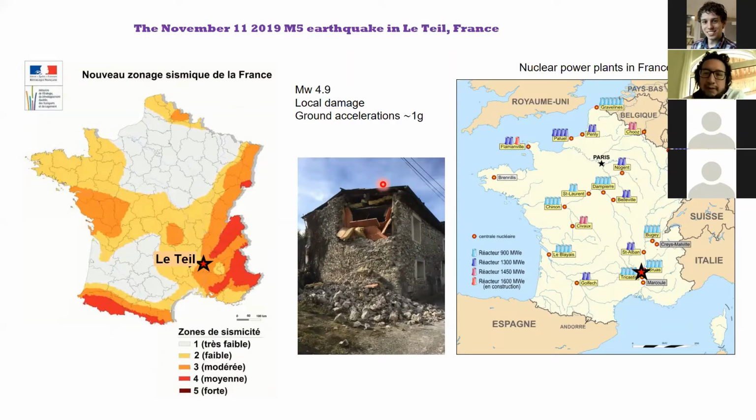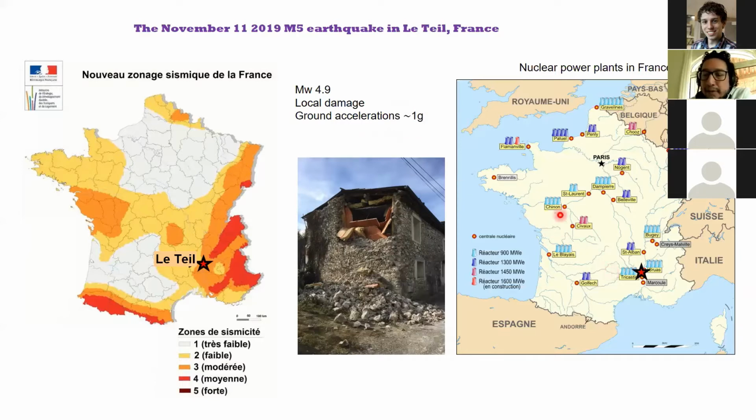aspects of this earthquake that are important for us today are that it happened in a very low seismicity area of France, let's say a moderate seismicity or moderate hazard area. It did generate some damage, and in particular, there is evidence now that the ground accelerations close to the source were very, very strong, exceeding 1G.